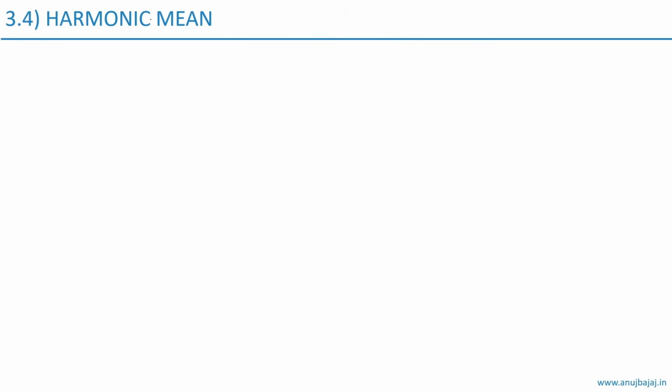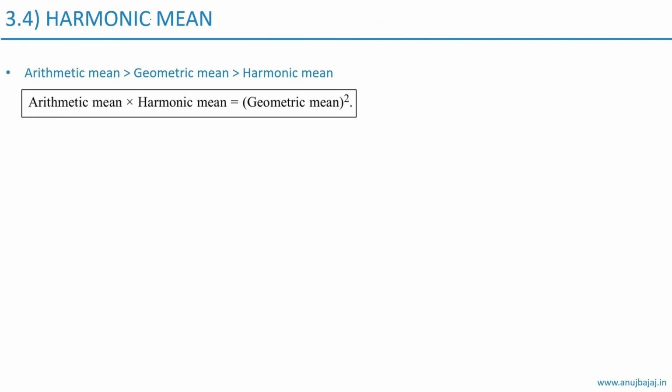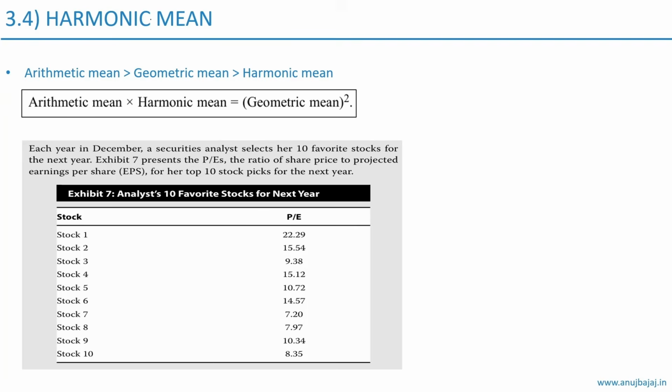So now let us look at some of the relationships between the three means. Arithmetic mean is always greater than geometric mean, and geometric mean is always greater than the harmonic mean. We can also arrive at the following relationship between the three means, where arithmetic mean multiplied by the harmonic mean equals the geometric mean squared. Let us look at this example over here.